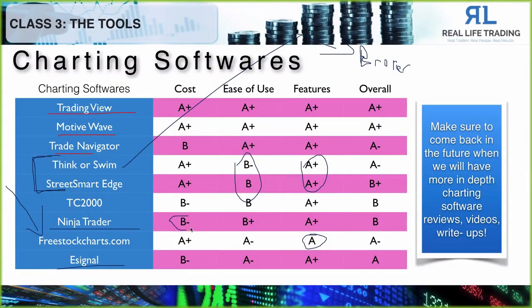NinjaTrader is really good. I initially put this as B-. Now it's going to be an A+. They've changed their software a bit, and it's now free to use. So you can actually pull up NinjaTrader. Ease of use, I think B+ is accurate. NinjaTrader, very, very useful, easy to use, easy to pull up. You can trade through NinjaTrader.